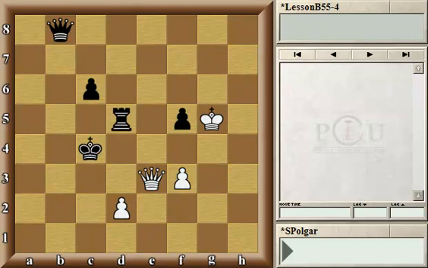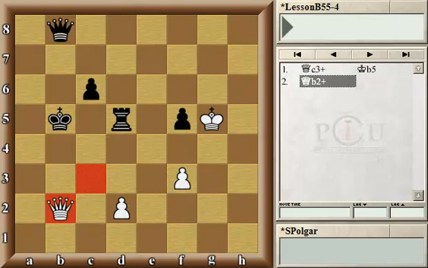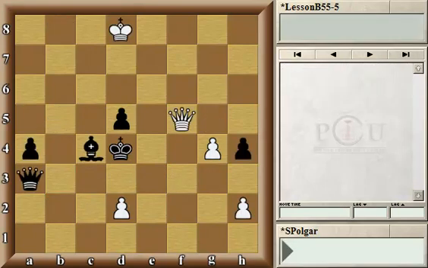The way we achieve it is queen c3. The king has only one legal move, moving to b5, and we achieved our goal. Now, either queen b2 or b3 would win the queen. Let's move on to the next example.